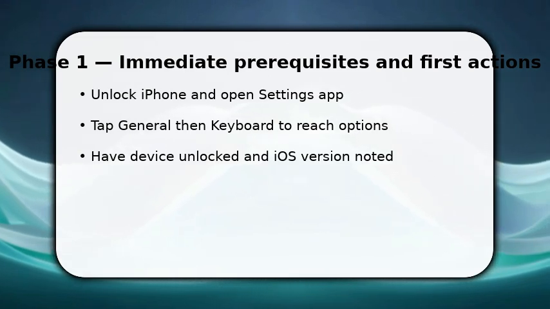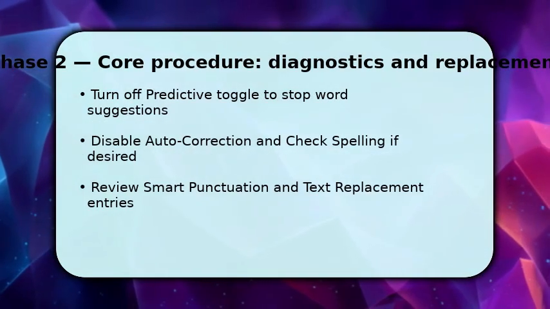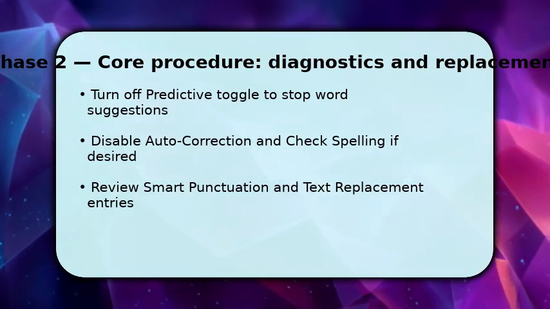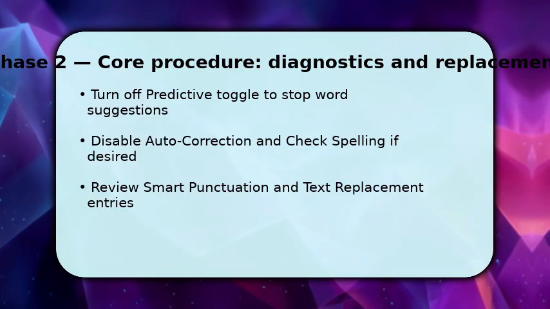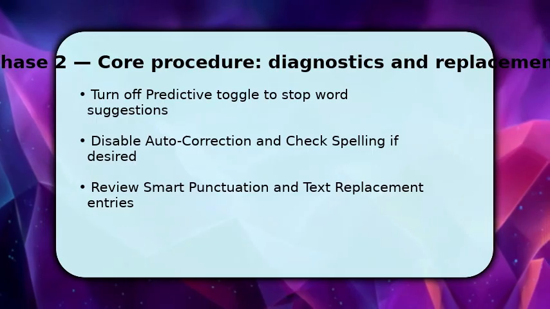Once in Keyboard Settings, locate Predictive and switch it off to remove the suggestion bar. This stops the keyboard from proposing words. While you're there, turn off autocorrection if you prefer manual edits, and disable check spelling to avoid automatic highlights.